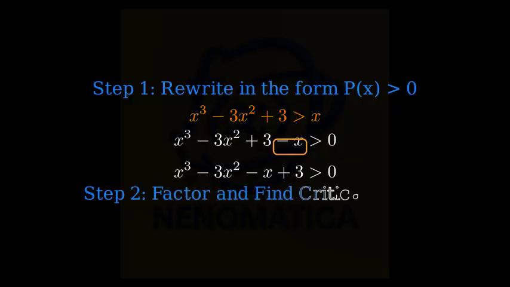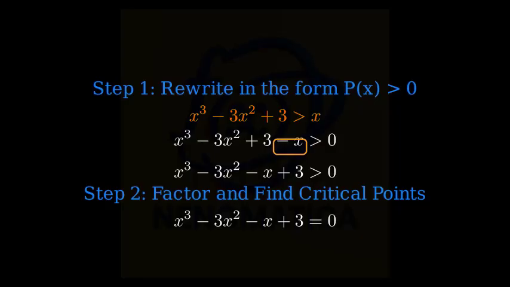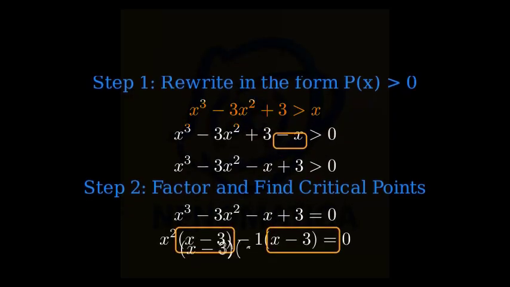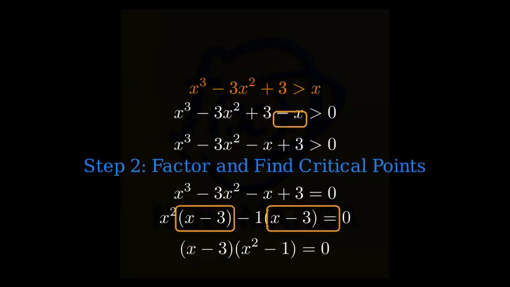Step 2. Solve the corresponding equation to find critical points. Set the polynomial equal to 0. Now group terms to factor. Take x squared from the first pair and -1 from the second pair. Factor the common binomial x minus 3. Finally, set each factor equal to 0 to get the roots.